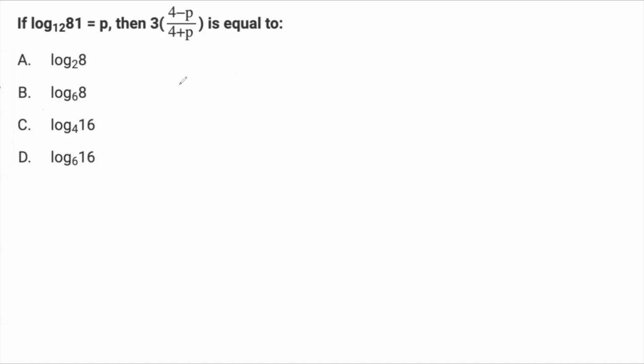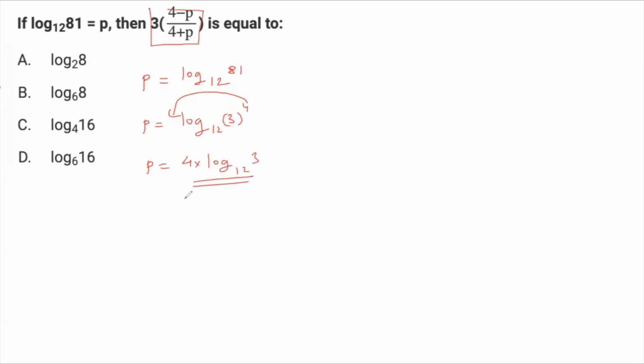All right, so let's look at the first method to solve the question. We have been given P as log of 81 to the base 12. Now this we can simplify as log of 3 raised to 4 and the base is 12. The 4 will come outside. P will be 4 times log of 3 to the base 12. And now we want the value of the expression thrice of 4 minus P upon 4 plus P. In that we can substitute the value of P directly.